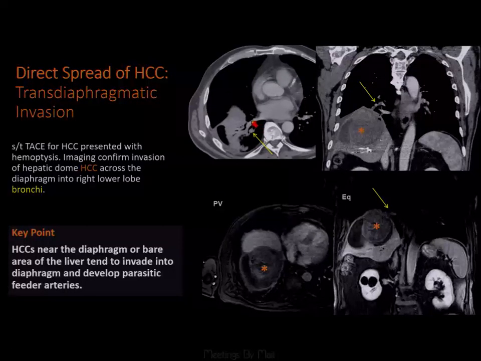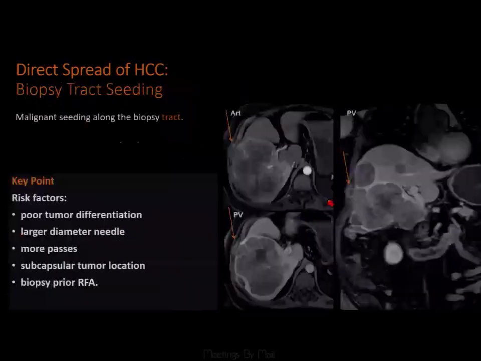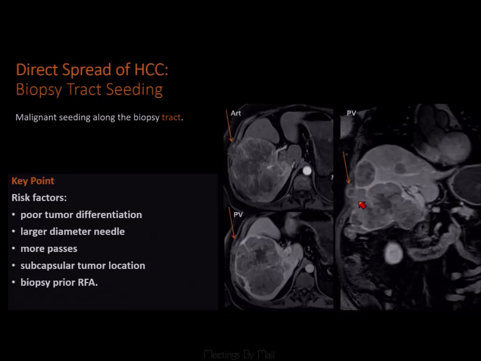I also look at the chest portion of the exam myself, and this was a case wasn't read by me, but whoever read it made a very good call that this tumor is actually extending into the right lower lobe bronchi. Patient presented also with hemoptysis, and you can see actually the tumor is extending into the right lower lobe. Biopsy tract seeding can happen with HCC, as you can see in this case.